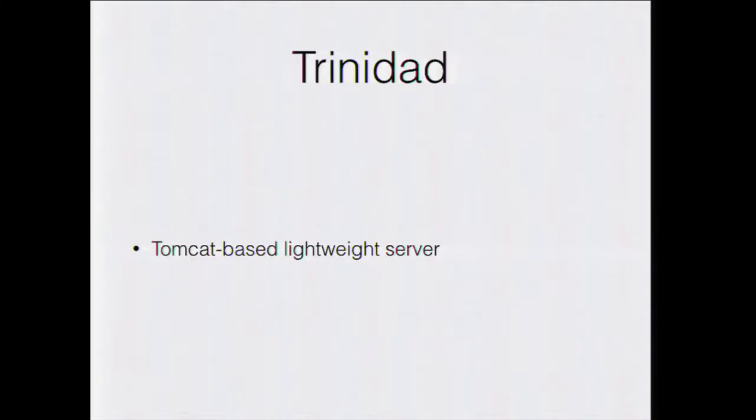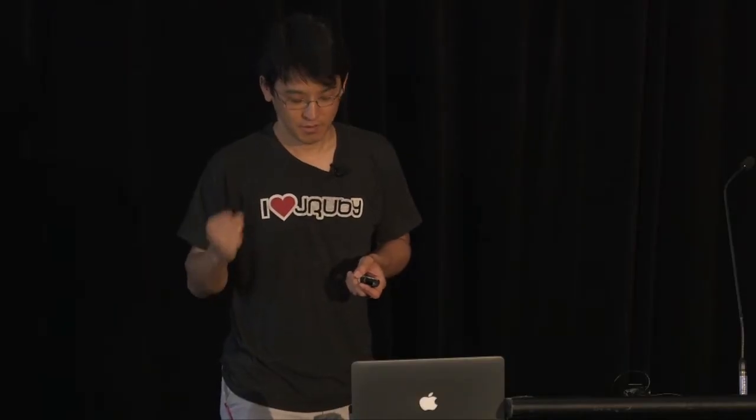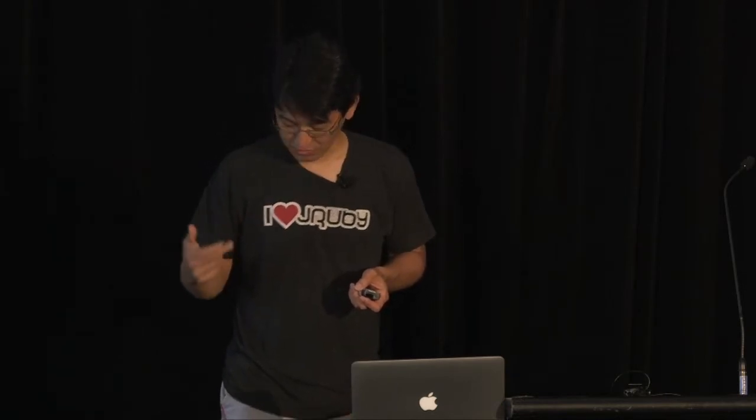Finally, Trinidad is based on Tomcat, and it's very lightweight. It's very similar in use to the, what's a web server that came before it? WEBrick? No, not WEBrick, but the other one. Mongrel? Mongrel. It's very simple. It's not as fast as TorqueBox.